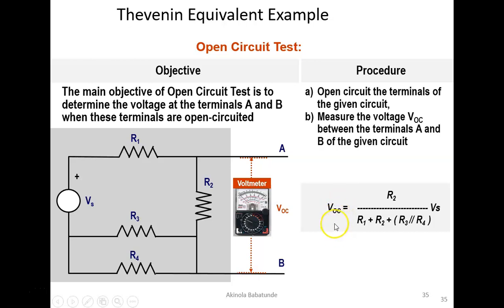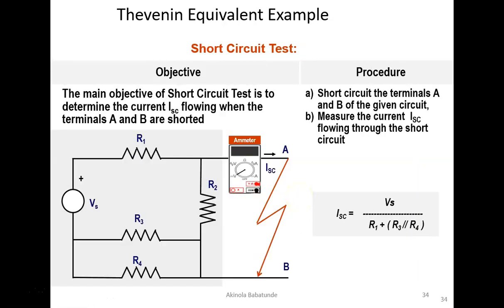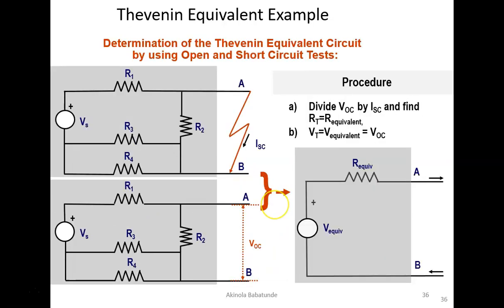So once we obtain our VOC, and we have also obtained our I short circuit, then we can go ahead and divide the VOC by the I short circuit. In that way, we would have found our R equivalent, and our R equivalent would be equal to our R Thevenin. And once we know those, we can go ahead and find our V Thevenin, because V Thevenin already will be equal to the VOC that we found.